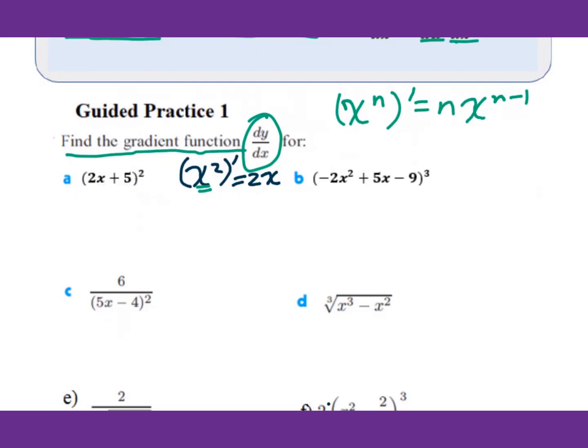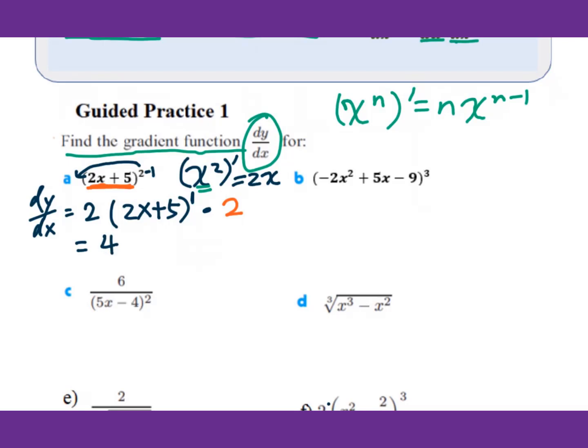In other words, first of all, I count this function as a quadratic function. So 2 goes down. I have 2, then 2x plus 5. Make sure 2 minus 1, that's the first power. Then times what's inside, 2x plus 5. What's the derivative for 2x plus 5? You will get 2. Then you will get 4 times 2x plus 5. Distributive property, that's 8x plus 20. That's it.